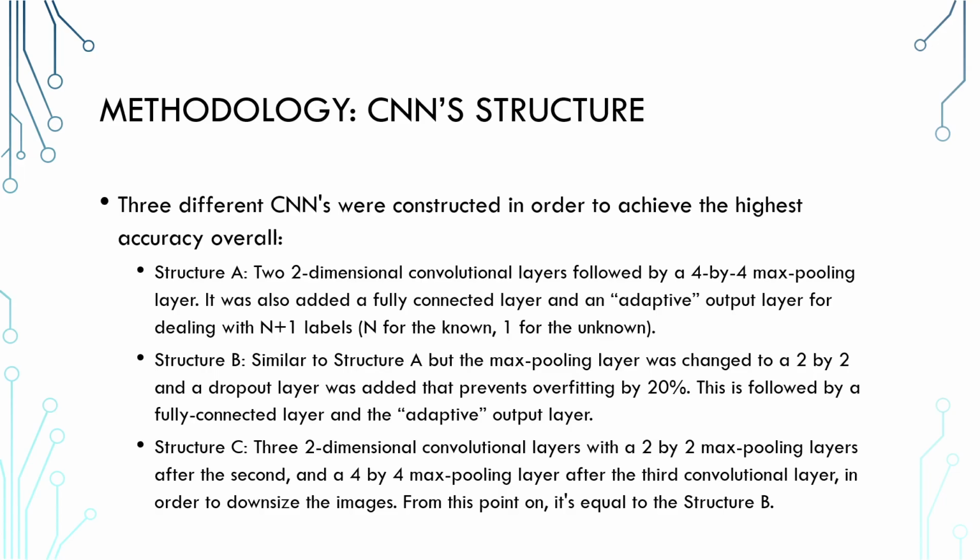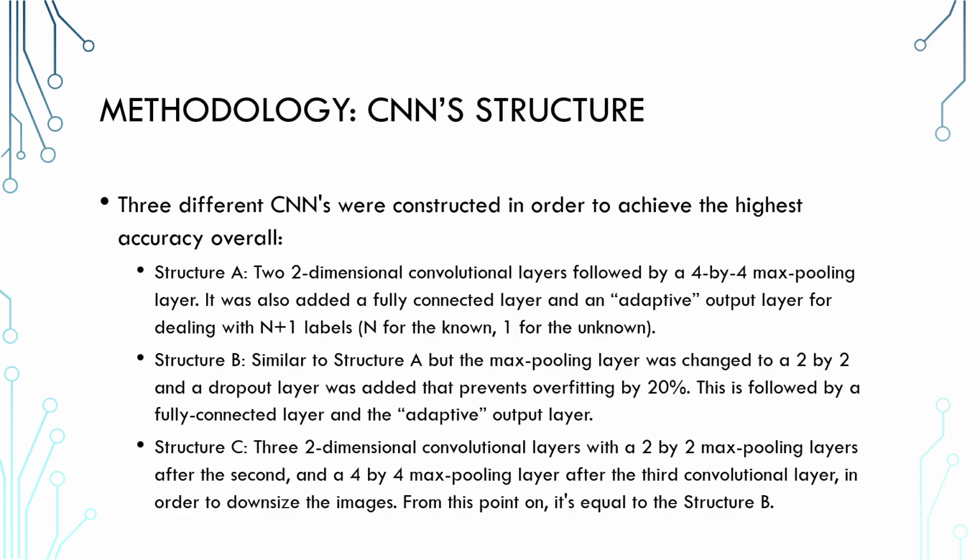As most of our initial work was based on a paper that deals with text instead of images, our CNNs had to be adapted to our problem, and for this we tried three different convolutional neural networks. The first structure, A, consists of two two-dimensional convolutional layers, followed by a 4x4 max pooling layer, a fully connected layer, and an adaptive output layer for dealing with n+1 labels. The second structure, B, is similar to the previous one, but with a smaller max pooling layer and a dropout layer preventing overfitting by 20%.